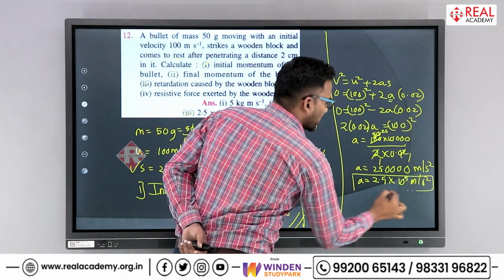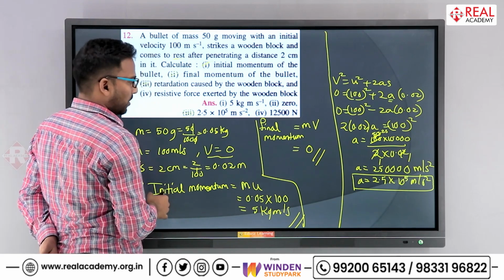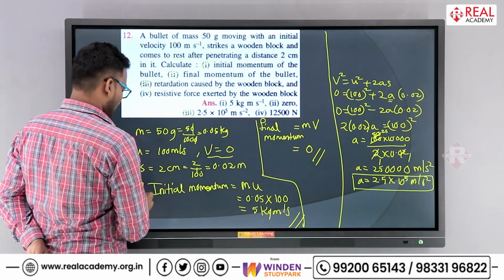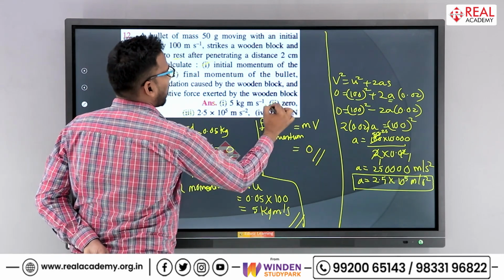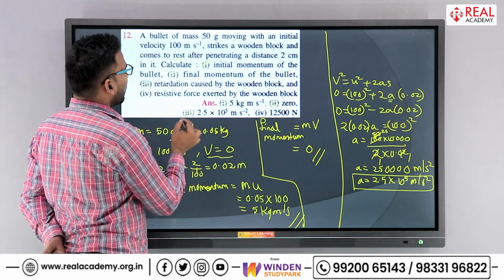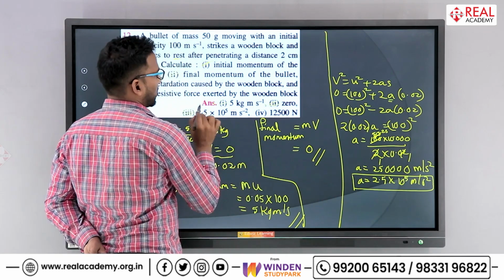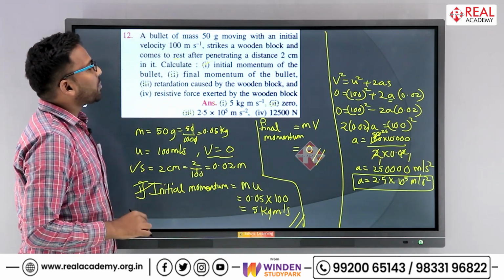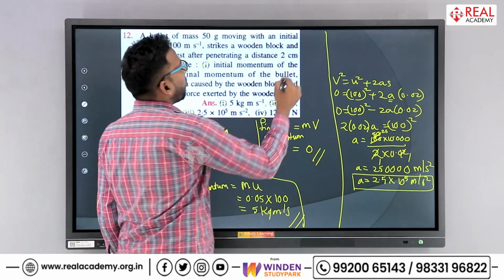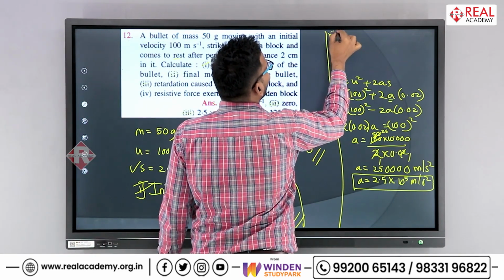We got the answer for the acceleration, right? First one initial momentum, we got the answer. Second one final momentum, we got the answer. Third one retardation, we got the answer. What about the fourth one then? Resistive force exerted by the wooden block.